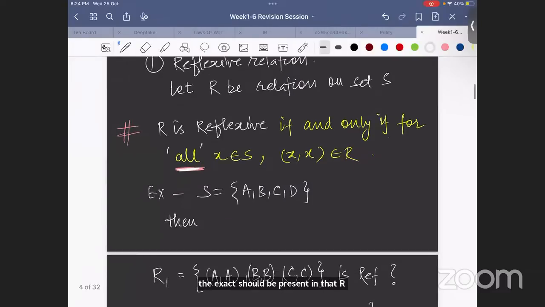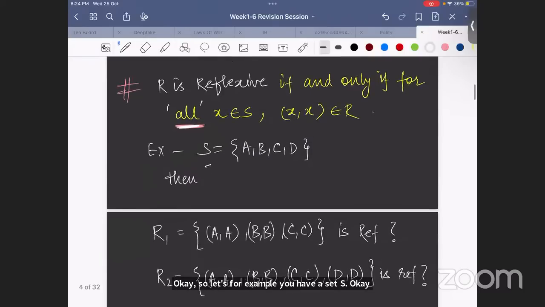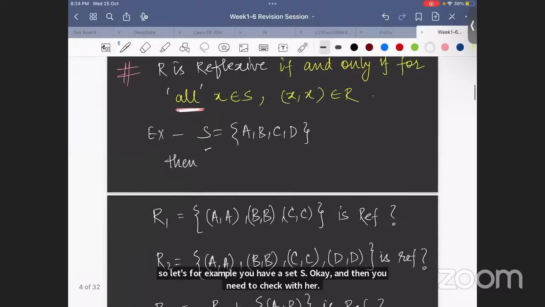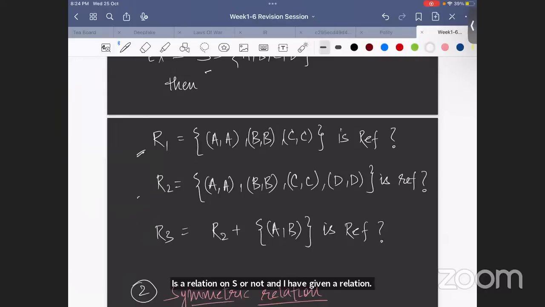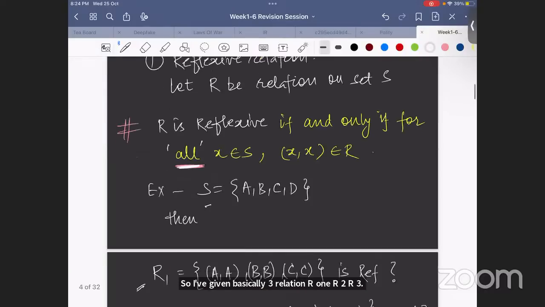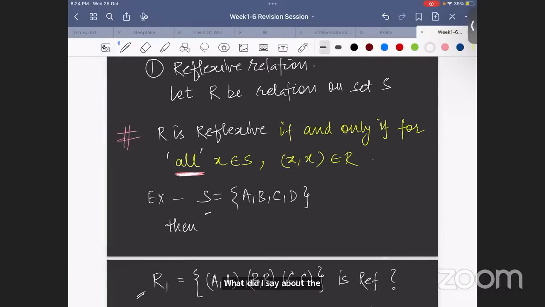Let's say you have a set S, and you need to check whether R is a relation on S or not. I have given 3 relations, R1, R2, R3. What did I say about the reflexive relation? R is a reflexive relation if and only if for all X belonging to S, XX should be present in R, for each of the elements. Apart from that, if anything else is there, you should not be worrying about it. You should only be worrying about whether all XX are present in R.